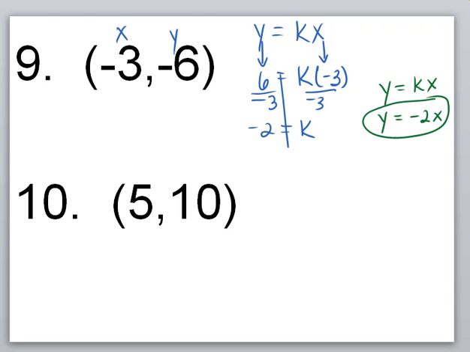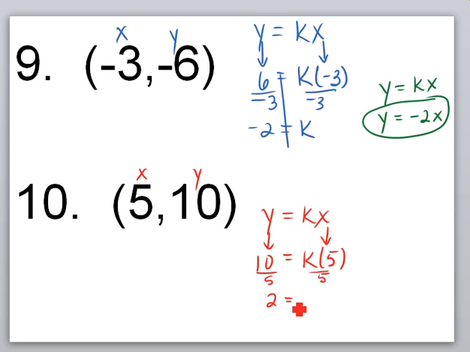Last one of this type, I'll go ahead and write x comma y. Direct variation equation again. Replace y with 10. Replace x with 5. Divide by 5 on both sides. I get 2. So my constant for direct variation is 2. So I end up getting y equals kx, y equals 2x.